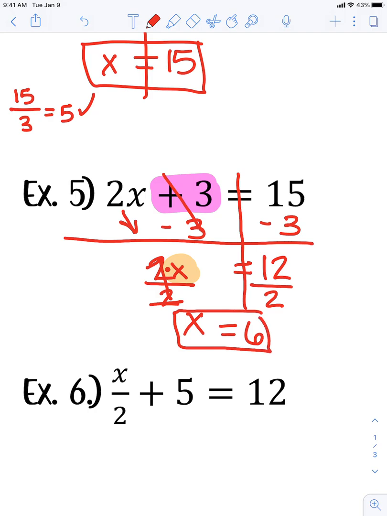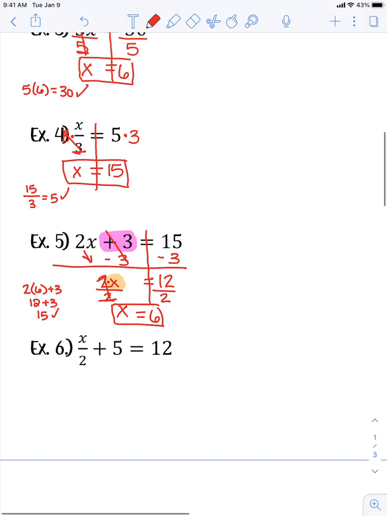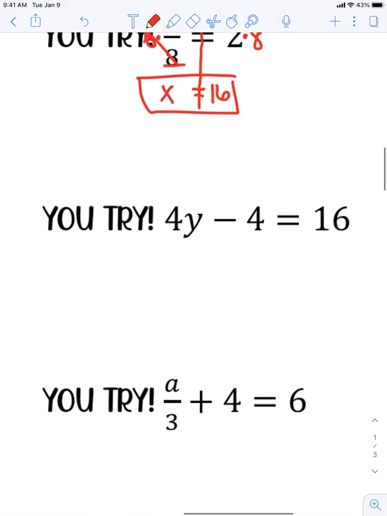Okay, if I were to plug it back in to check my work, I have 2 times 6 plus 3. Well, 2 times 6 is 12, plus 3 is 15, which is what we want it to equal, so that answer does work. So what I want you to do is try this one on your own.